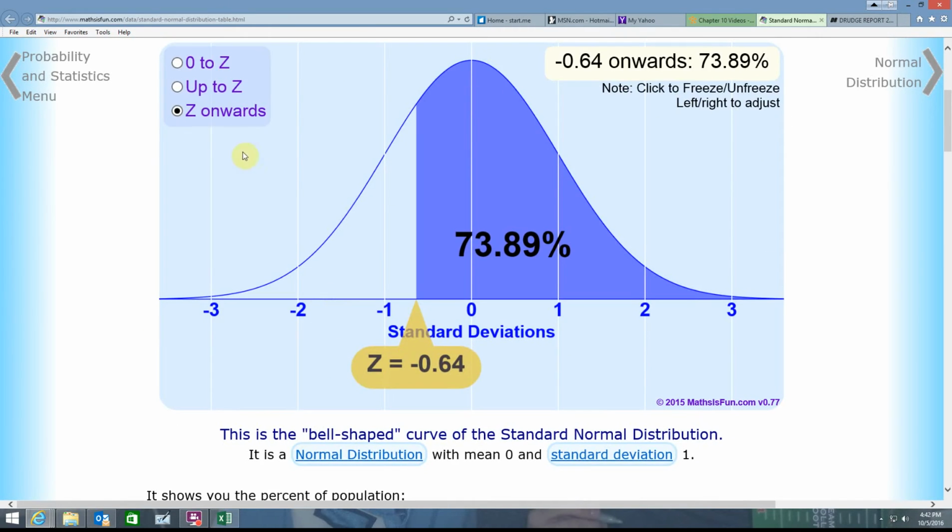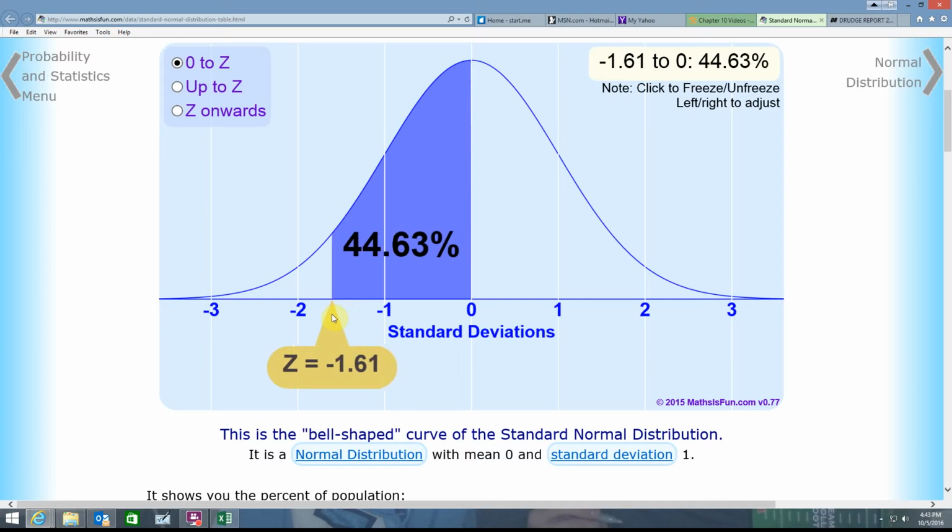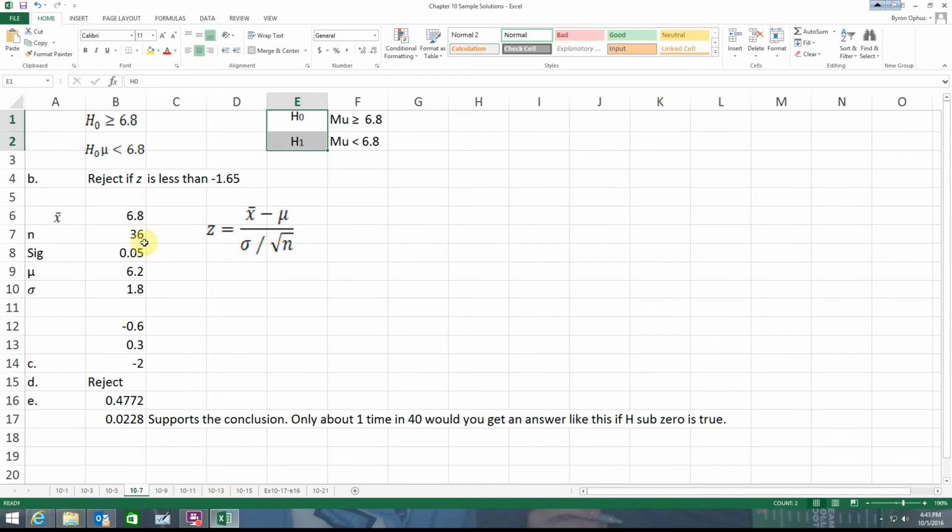The other way to look at that would be to say, we're going to come down here. 45% is what I'm looking for. If I look at the percent, yeah, that's about as close as I get, right? Shoot, I thought I hit that. There it is. Okay, so minus 1.65 is my number. Reject if z is less than minus 1.65.